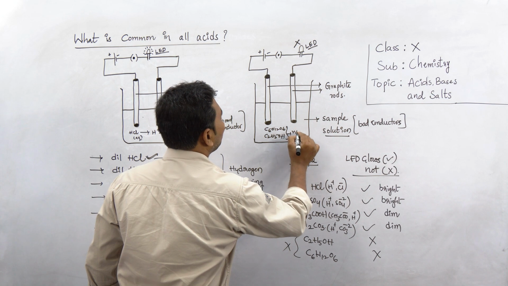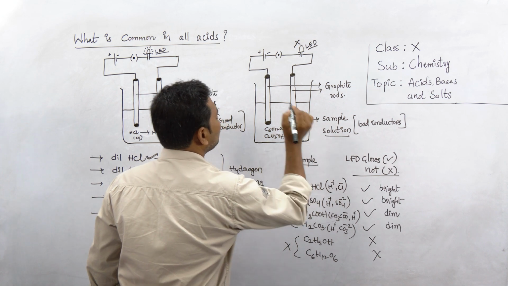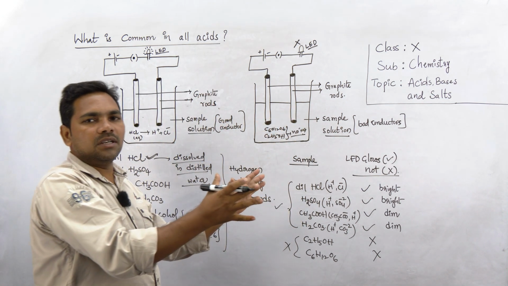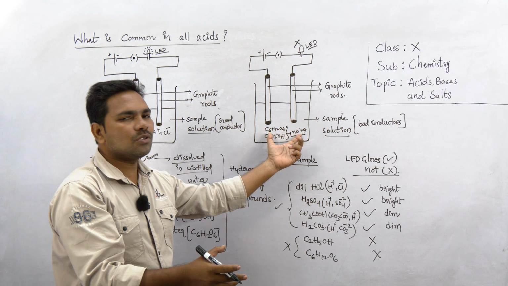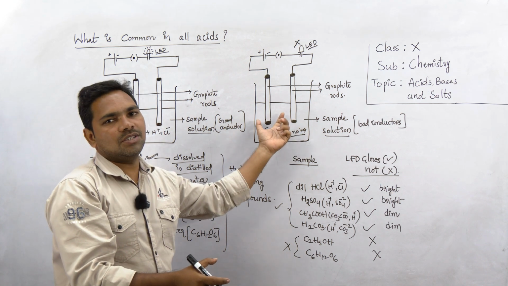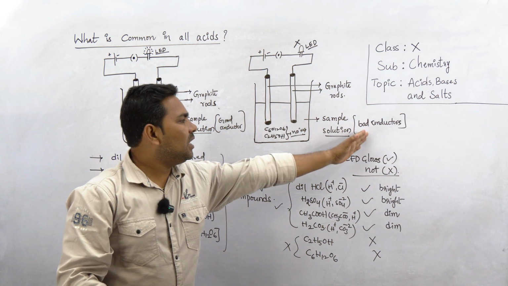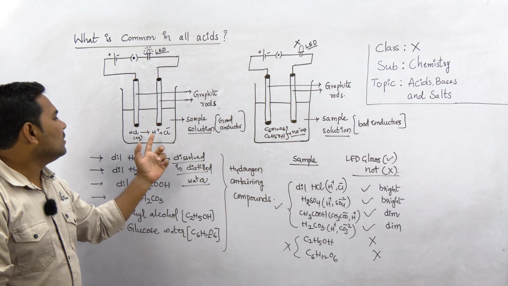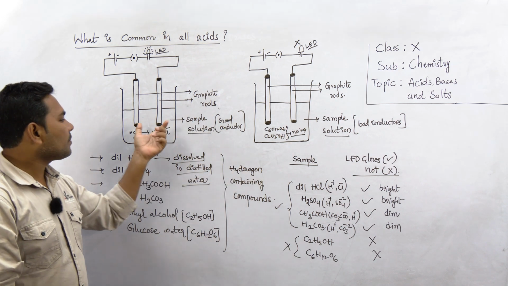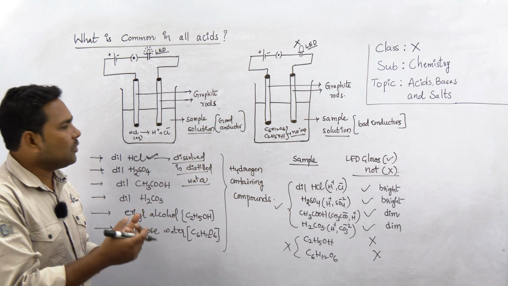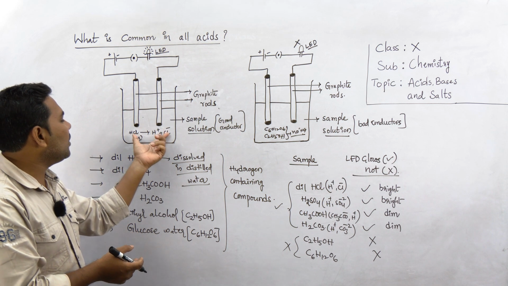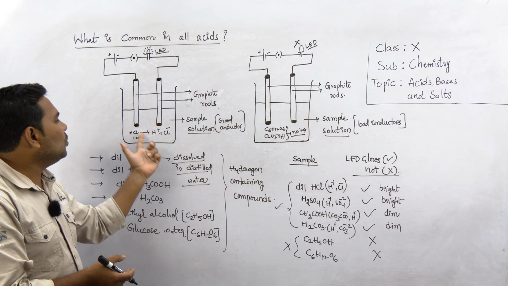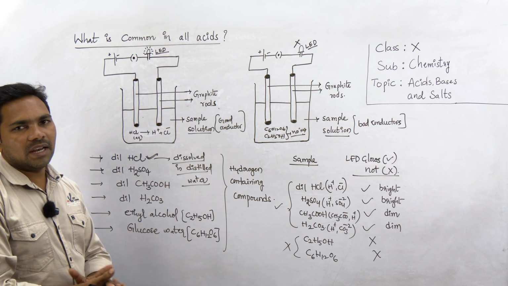they are not able to produce ions. No ions are produced, so no charges are present. No free ions are present in the solution to carry the charge. As a result, they are bad conductors. But here, this sample of acids in water undergoes ionization, producing ions. These free ions make the solution a good conductor of electricity.